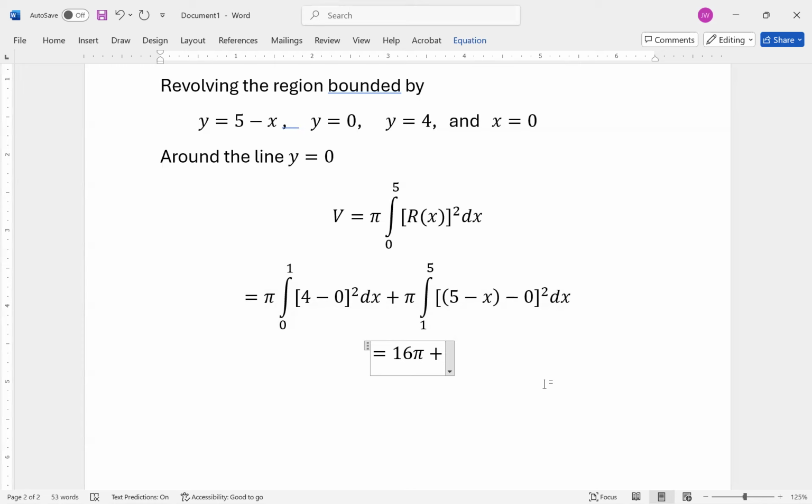And the second integration, when you integrate from 1 to 5, you take the quantity 5 minus x minus 0 squared, and integrate that with respect to x. I get 21 and 1/3. That is times pi. If I wanted an exact answer, that's 37 1/3 times pi. If I want an approximate answer, that's about 117.29.